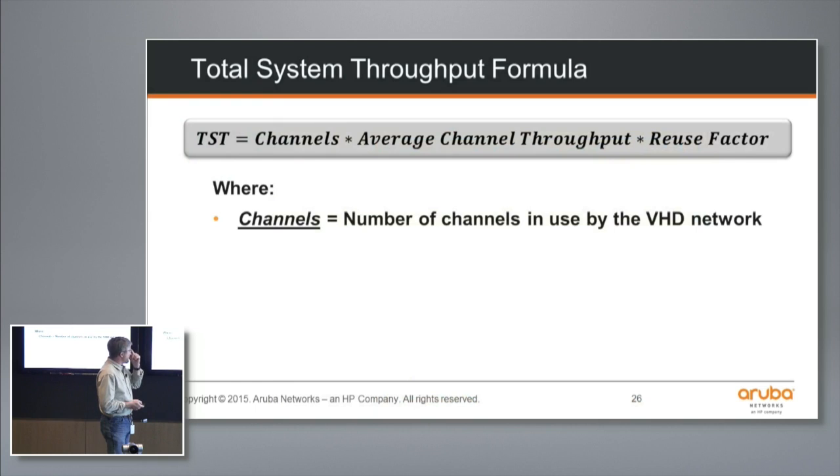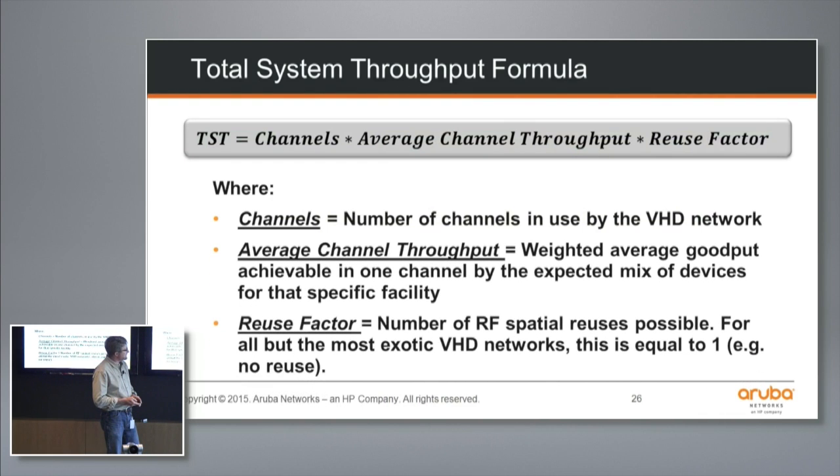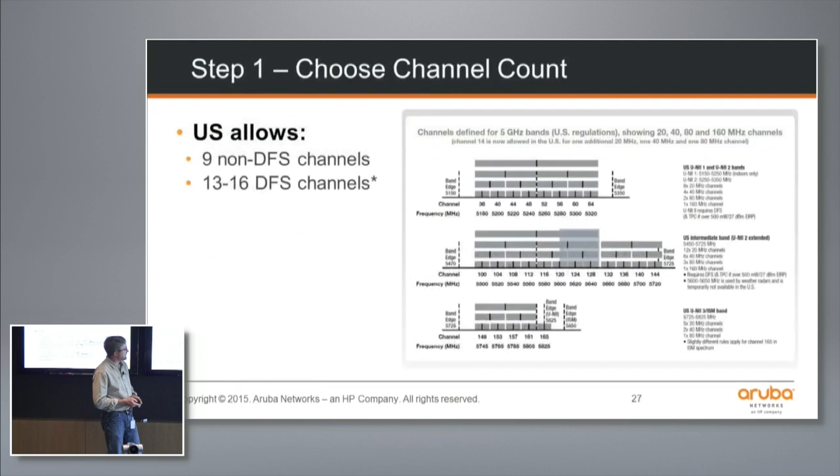And so just from a mathematics perspective, the total system throughput is the channel count times some throughput value per channel, and we'll explain how to pick that, times a reuse factor. And generally speaking, the reuse factor is going to be 1.